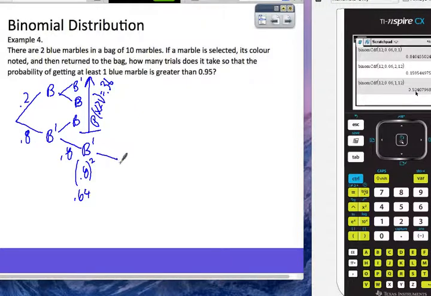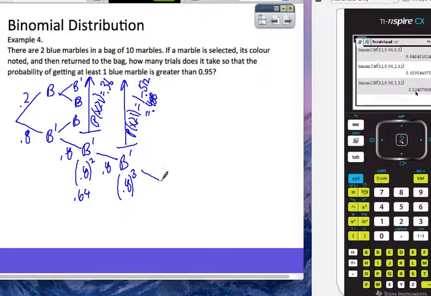So again, we can keep extending this blue branch. So obviously 0.36 is not 0.95 or greater. So we keep trying. Every time the probability of not getting a blue is 0.8. So after 3 trials, it's 0.8 cubed. So again, the probability of getting at least 1 then is the complement of that, which is going to be 1 minus 0.512, which is 0.488, which is still not 0.95.